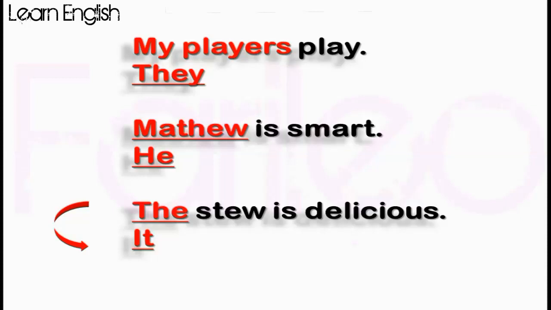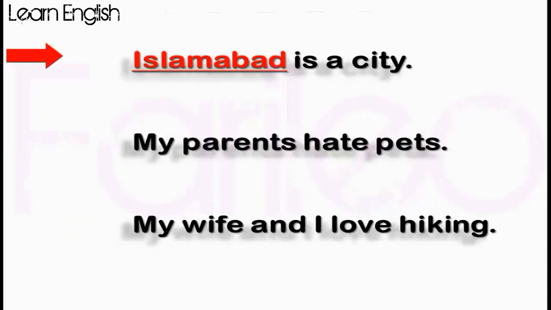The next one is Islamabad is a city. Now Islamabad is the name of a place, and we will be using the subjective pronoun it, as in the name of a place. It is a city. Now remember, it is also used instead of a place as a subjective pronoun.